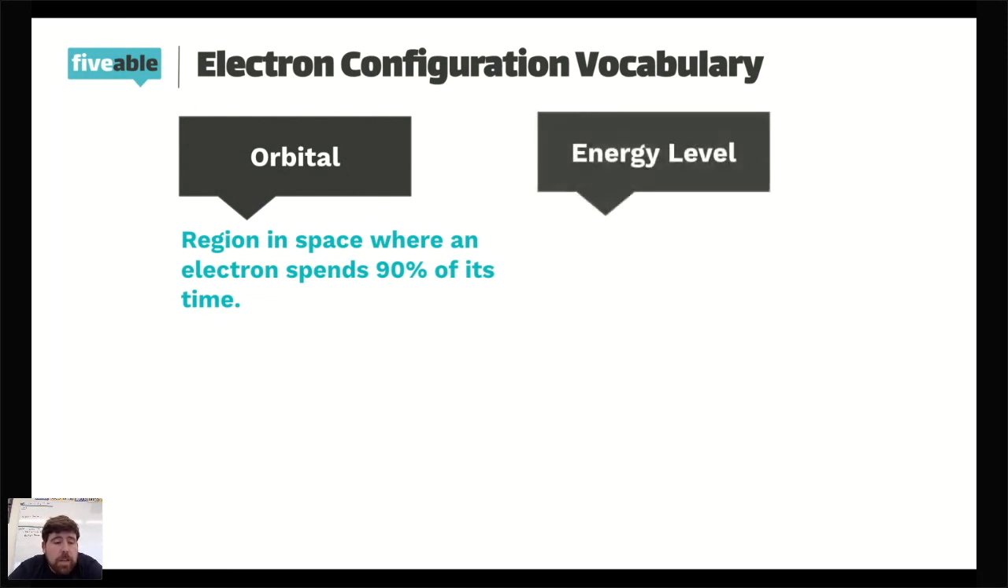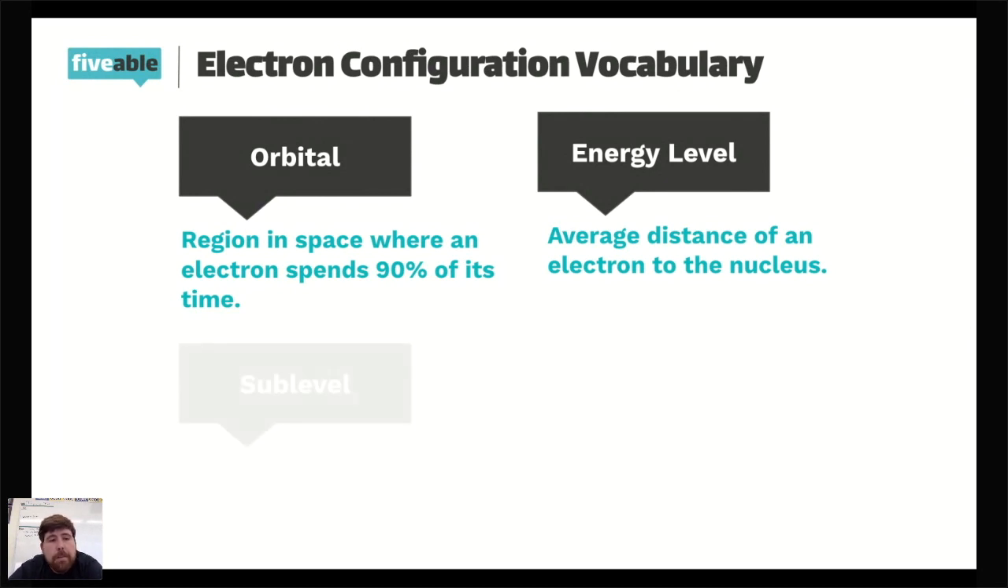Energy level defines how far the electron is from the nucleus. Now, that's not the 100% definition of it, but at the end of the day, just stating that an electron in a higher energy level is further away from the nucleus than an electron that is in a lower energy level will get you 99.9% of the questions that relate to this on the AP test. Electrons in higher energy levels are further from the nucleus.